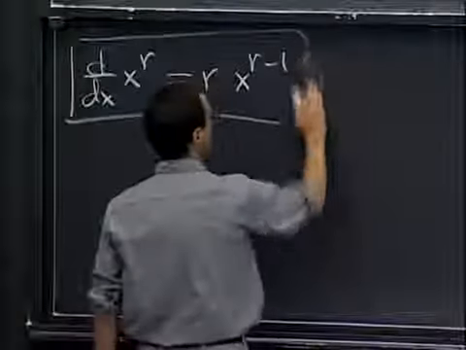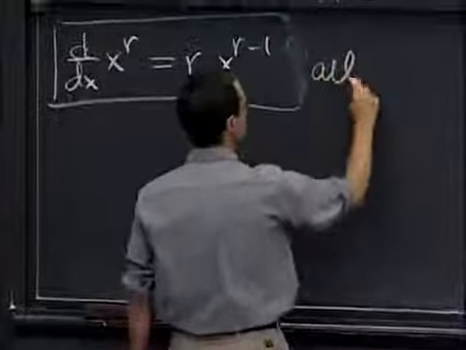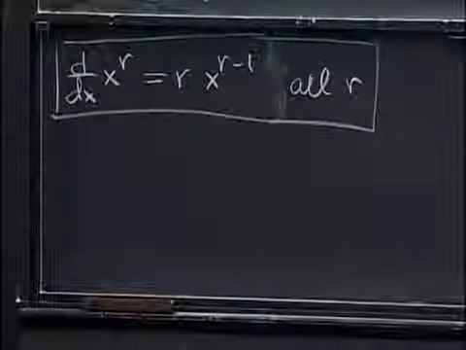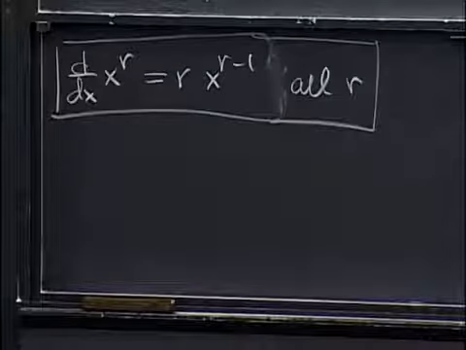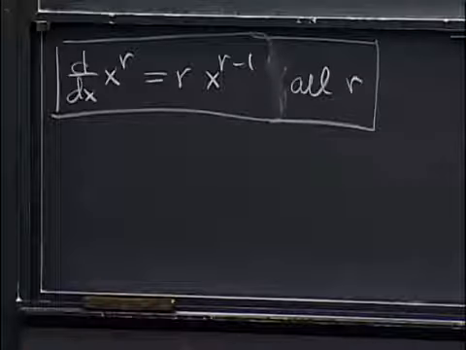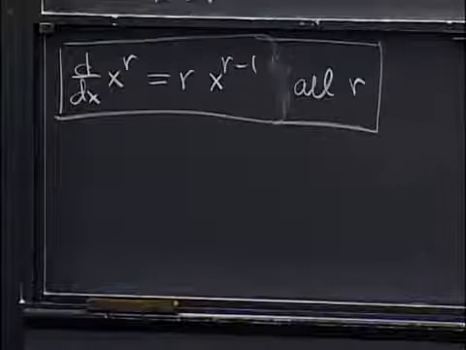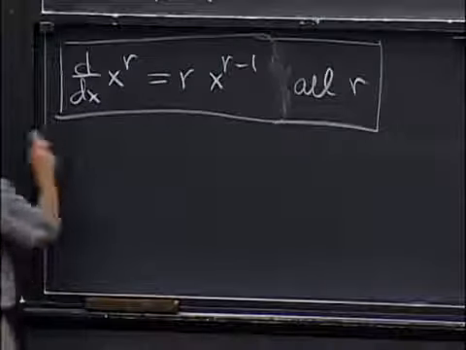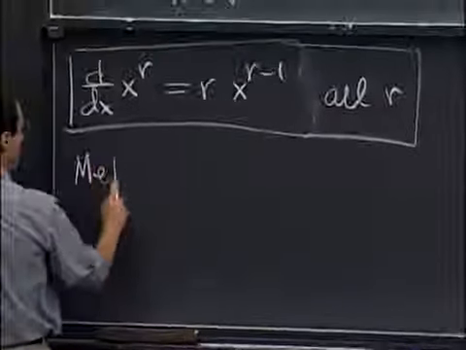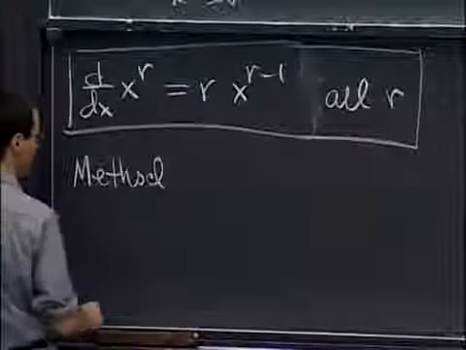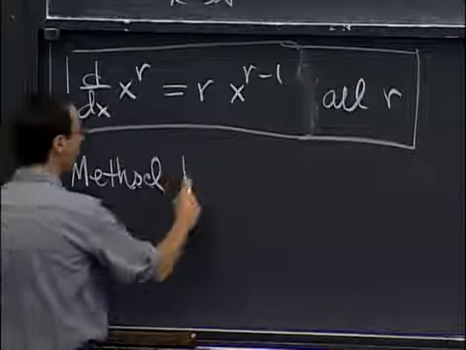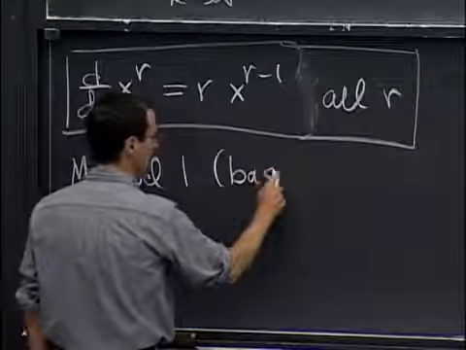But now, let's just stick this in here. We're going to check this for all real numbers r, so including all the irrational ones as well. This is also good practice for using base e and using logarithmic differentiation. So let me do this by our two methods that we can use to handle exponential type problems. So method 1 was base e.